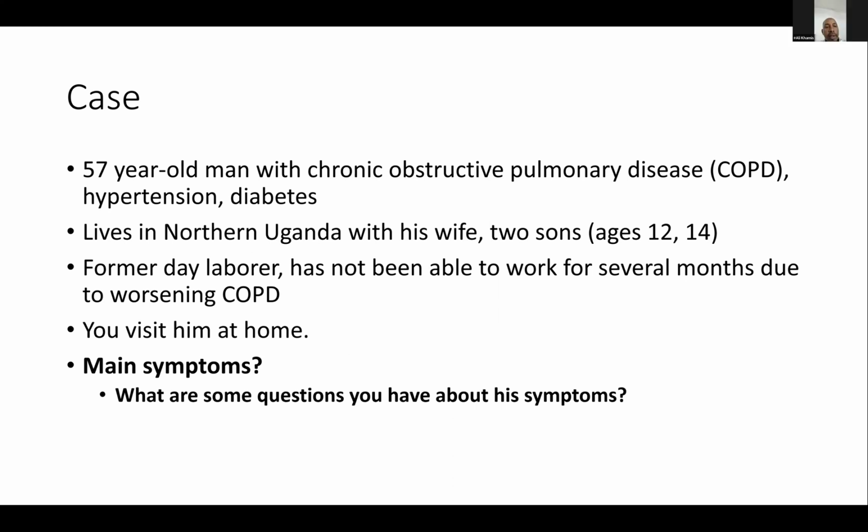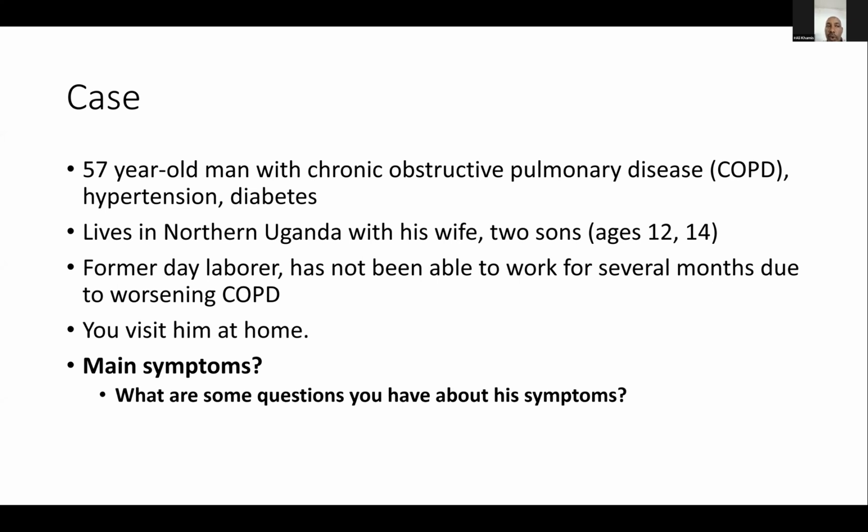Yeah, so why don't you just wait a minute? If I go back there, 15 years old man with chronic obstructive pulmonary disease, COPD. He has hypertension, diabetes. He lives in northern Uganda with his wife, 2 sons, ages 12 years, 14 years. Former day laborer, has not been able to work for several months due to worsening COPD.